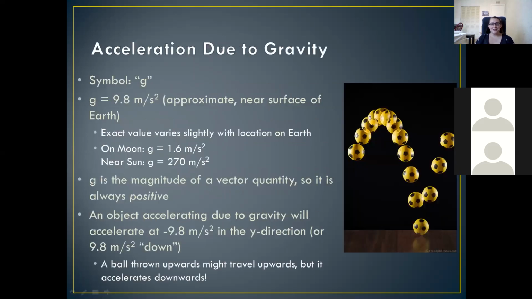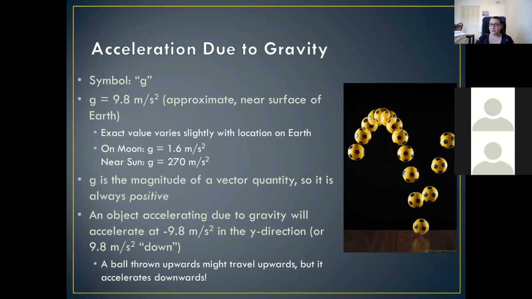So, acceleration due to gravity. This gets a special symbol because it's such an important number, and we'll be using this so much in the next couple of weeks. So we give it the symbol lowercase g, but it stands for an acceleration due to gravity. It's not the force of gravity, it's an acceleration due to gravity. That's another thing that students tend to get mixed up. This is not the force of gravity. This is the acceleration due to gravity.